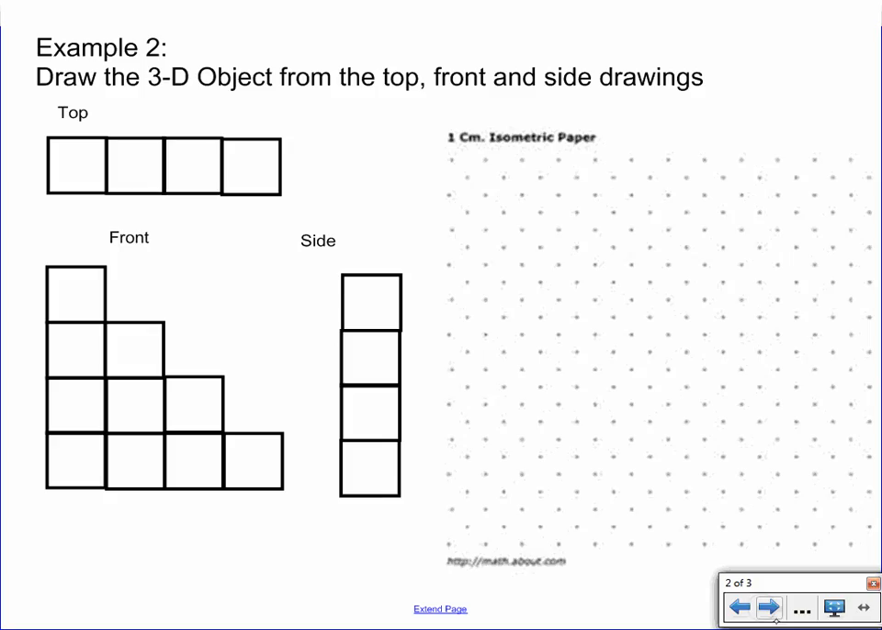Okay, so let's go to the next example here. Now we're going to work in reverse. Example 2: draw the 3D object from the top, front, and side drawing. This time they give us the one-dimensional drawings, and we have to try to make it 3D.